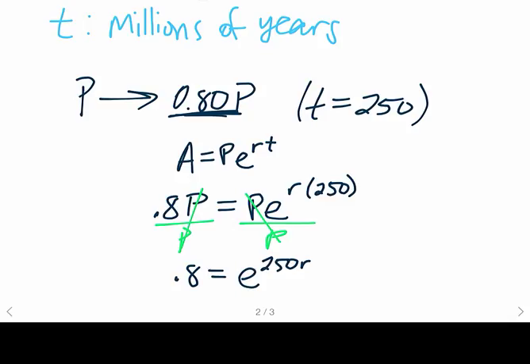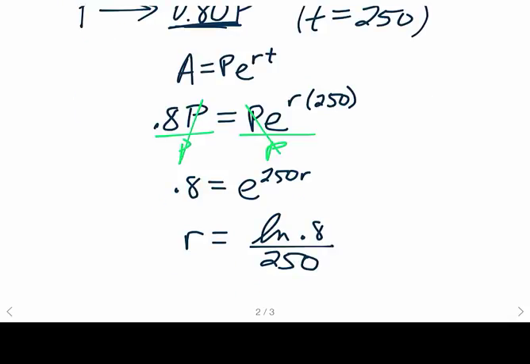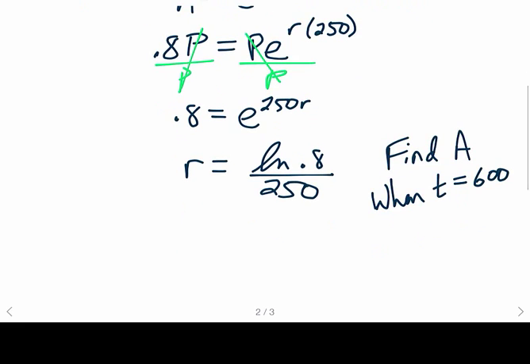So the same steps that we took before will give us that r is equal to the natural log of 0.8 divided by 250. Now that's in millions of years, or if we were to give an answer as to what the rate of decay is, we would say r is whatever percent per million years. But it doesn't matter, because we were asked to find out what percent remains after 600 million years. So we want to find A when t is 600. For that, we're going to write down A is equal to P e to the rt.